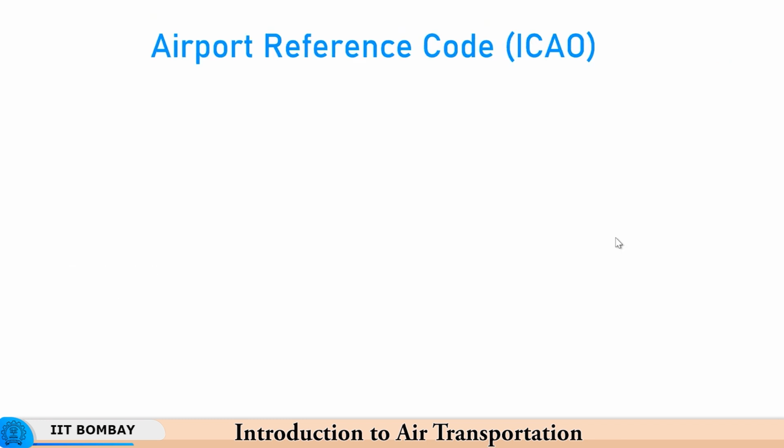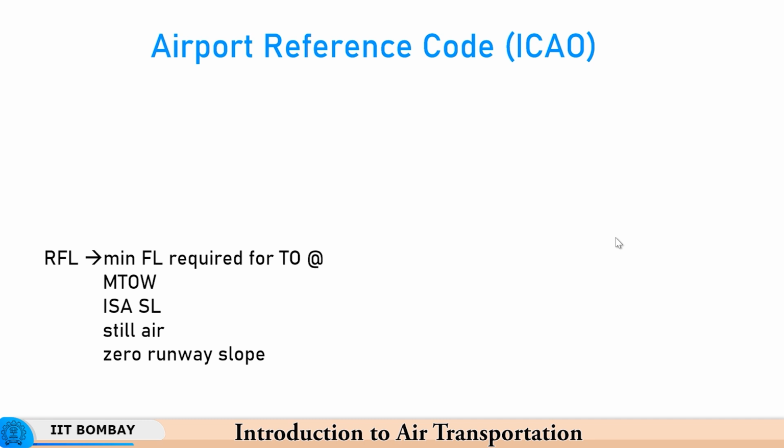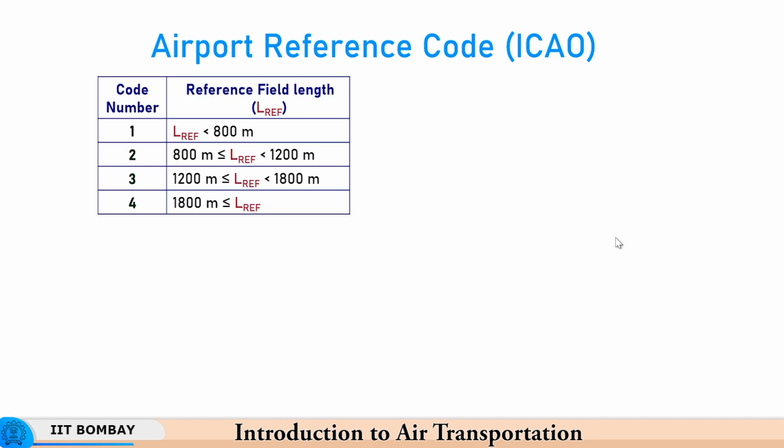Let us have a look at it. So, let us look at the ICAO condition. As I mentioned, RFL is the minimum field length required for takeoff at certified max takeoff weight, ISA sea level, still air and 0 runway slope. So, there are 4 code numbers. Typically, code number 1 stands for very small aircraft which require a runway reference field length of less than 800 meters. So, a typical example would be the Dornier 200-212 aircraft, that would roughly fit into code number 1.